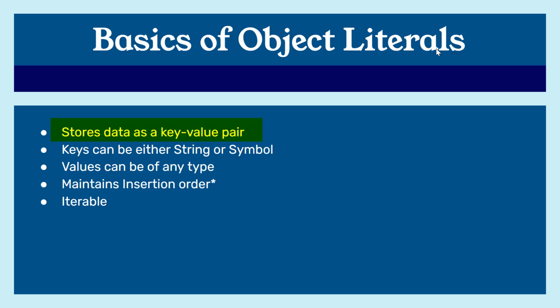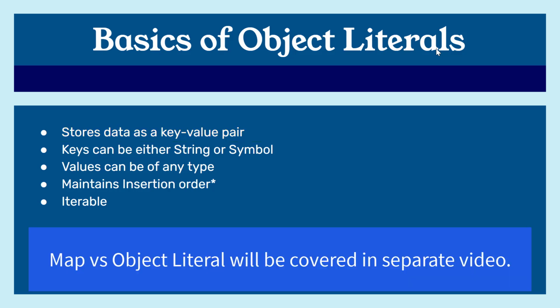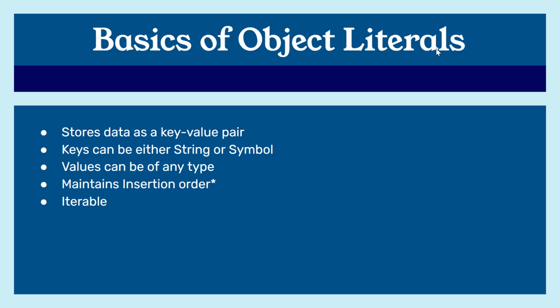A map can also store data as a key value pair. So you might be confused about the difference between object literals and map. We have many, but major differences. In map we can have keys of any type. It might be string, number, function, object, etc. But in object literals, keys can be either string or symbols, but values can be any type in object literals as well. You can have a function or you can have another object as a value.